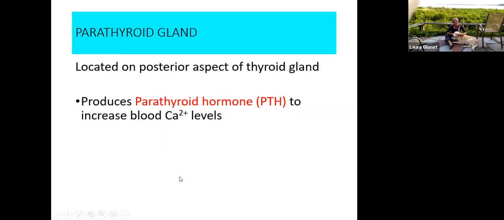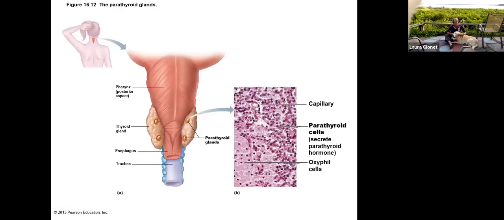They're located on the posterior aspect of the thyroid. So if we could pull off our thyroid gland and look at the back side of it, we see these marbles, kind of look like marbles stuck to the back of the thyroid gland, and those are the parathyroid glands. They secrete parathyroid hormone. They produce parathyroid hormone, only one hormone, thankfully.